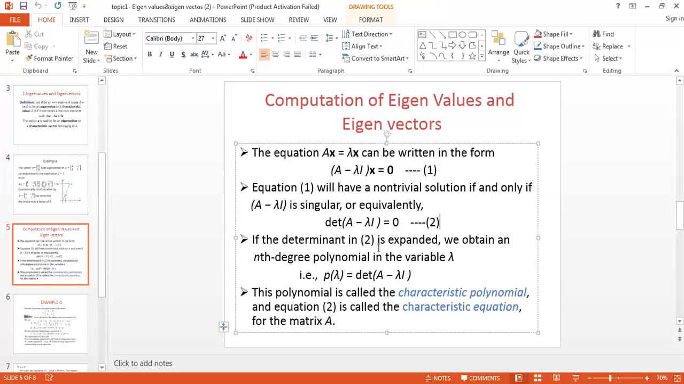If the determinant is expanded, we obtain an nth degree polynomial in the variable lambda. Right? That is, P of lambda is equal to determinant of A minus lambda I. This polynomial is called the characteristic polynomial, and equation 2 is called the characteristic equation for the matrix.